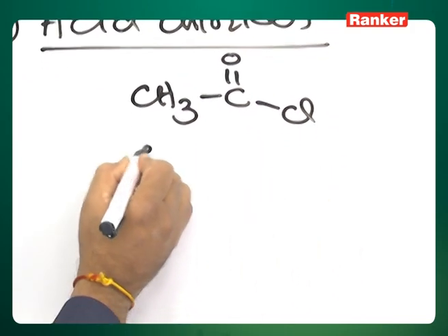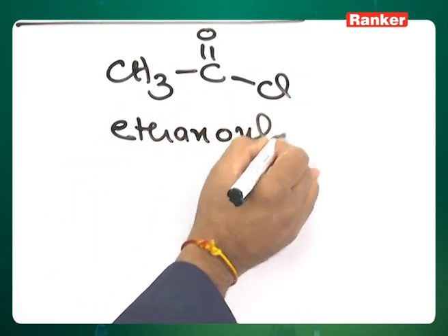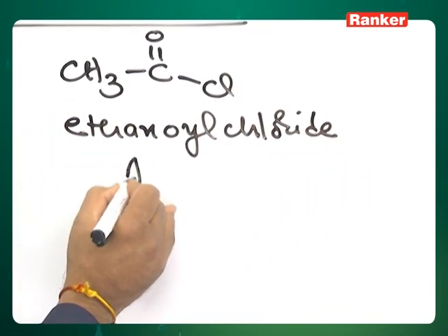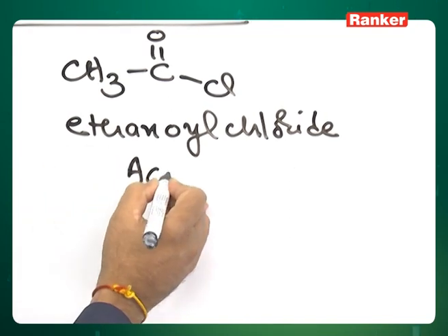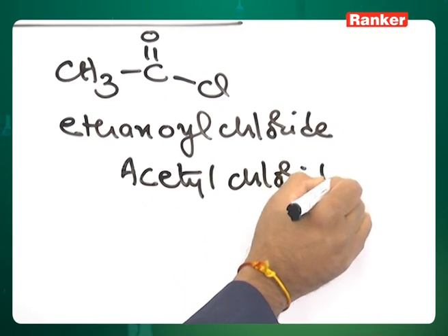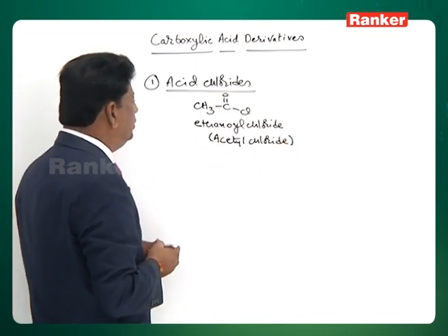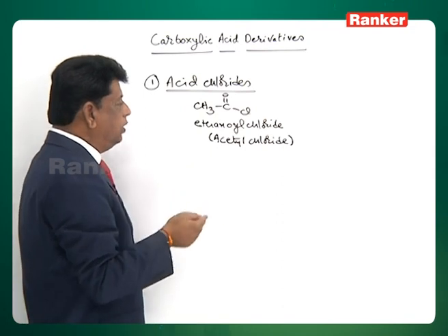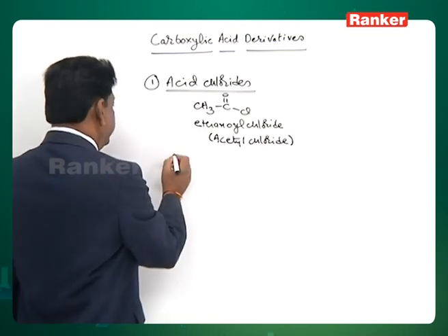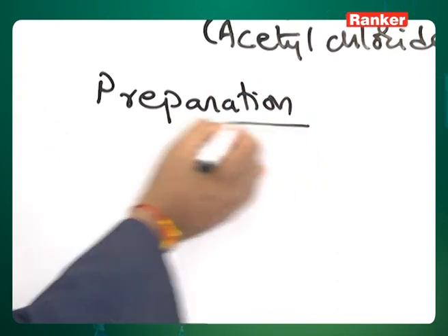Systematically, as I said, 2 carbons are there, so ethanoyl chloride, but it can also be called acetic acid, therefore, acetyl chloride. So, acetyl chloride is the common name, but systematically 2 carbons are there, so ethanoyl chloride is the systematic name. How this compound is prepared and its properties, let us take the preparation of this compound.